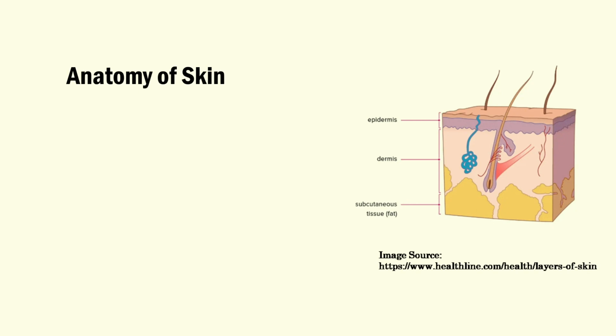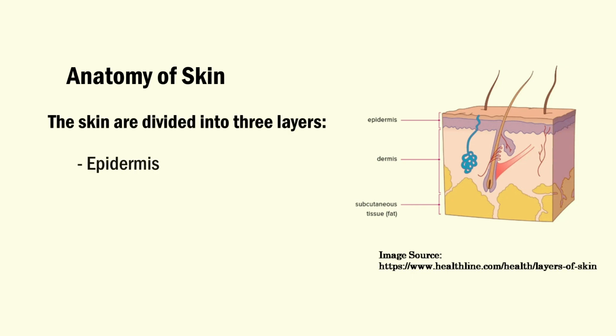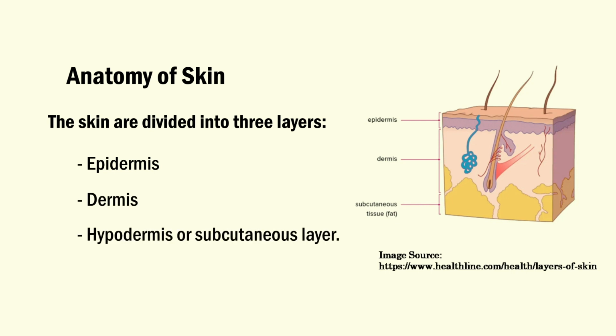In this portion, we will discuss the different layers of skin. The skin is divided into 3 layers: epidermis, dermis and hypodermis or subcutaneous layer. The epidermis is the topmost layer of the skin and the only layer of the skin that can be seen with the naked eye. It is made up of keratin along with other proteins. It also contains melanin, which provides skin color.